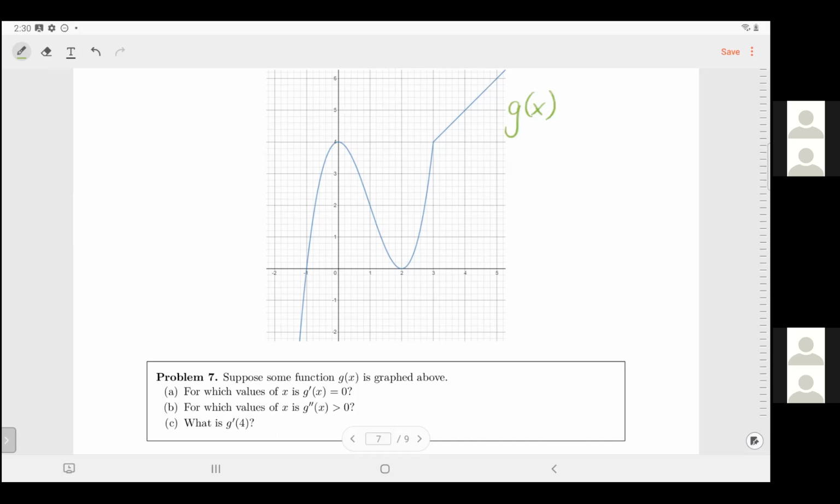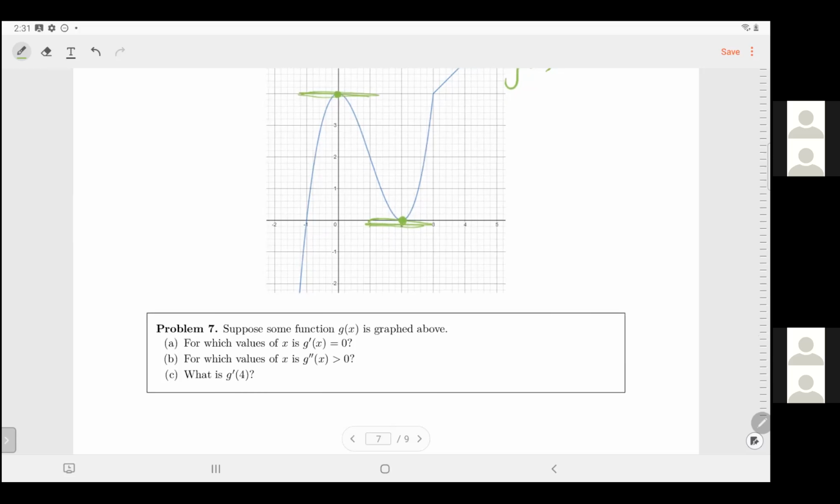Part A asks, for what values of x is g prime equal to 0? What does it look like to you guys? Where would we get 0 derivative? Wouldn't it be at x equals 4 and x equals 2? Yep. And you were saying up here where y is 4, it looks like another one, right? Yeah, 0. Yep, so that's correct. We have horizontal tangent lines there, if I were to draw them.